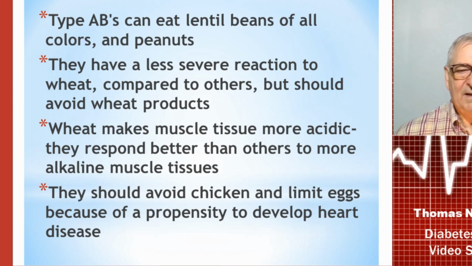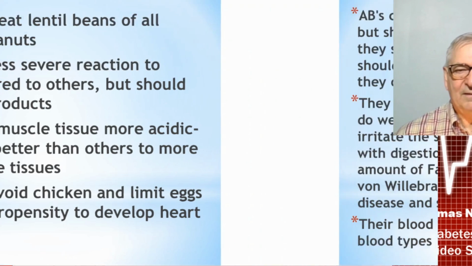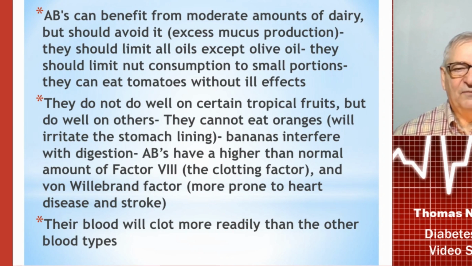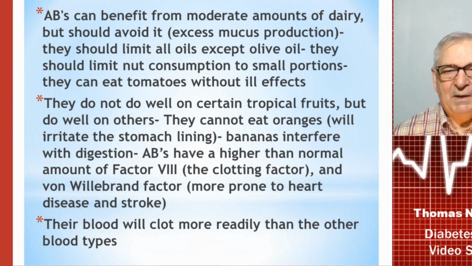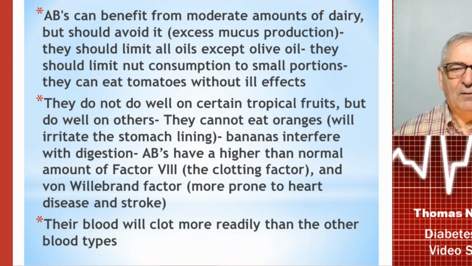They should avoid chicken and they should limit eggs because of their propensity to develop heart disease. ABs can benefit from moderate amounts of dairy, however they should also avoid it because of the mucus production, but also if it's homogenized, the type B LDL cholesterol particles are so dangerous to anyone that's prone to heart disease. So they should limit all oils except olive oil. They should limit nut consumption to small portions, and they can eat tomatoes without any issues.